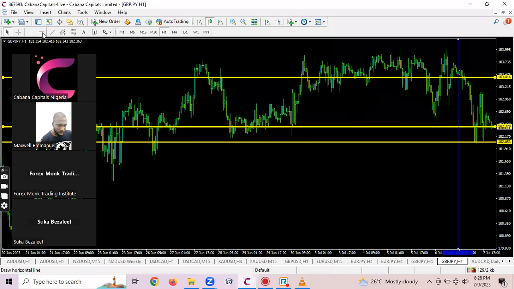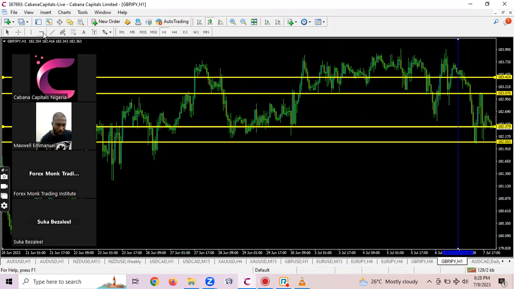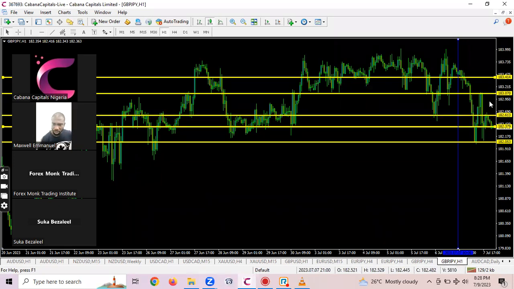See price pull back to this resistance or this resistance. These are the levels I would consider selling GBP JPY. So it's either a candle breaks out from this support for me to sell, or price pulls back into these levels before I would consider selling.